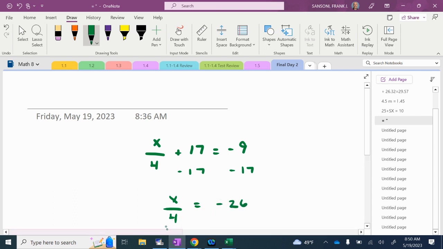And then how do I get rid of the 4? Multiply both sides by 4. Let's change colors. Multiply both sides by 4. Negative times a positive, I know is a negative. I know that 25 times 4 is 100, so 26 times 4 is 4 more than 100. So it's a negative 104. Still pretty easy, right? 2 steps harder than 1 step, but still fairly easy. The next one, number 29.